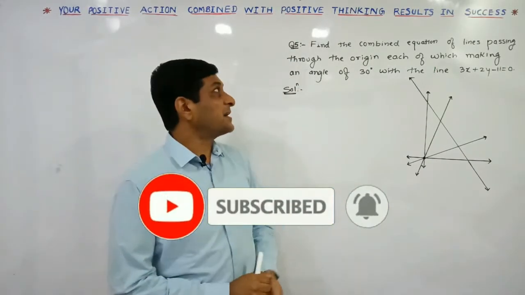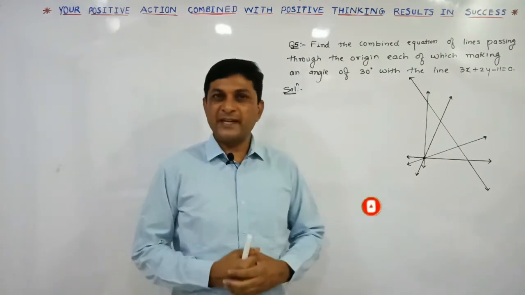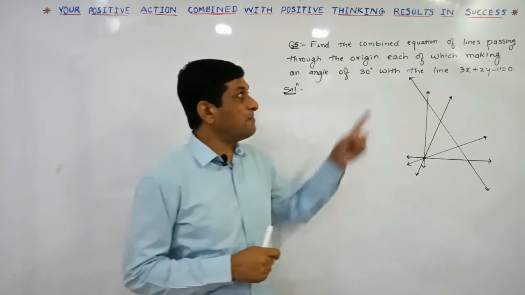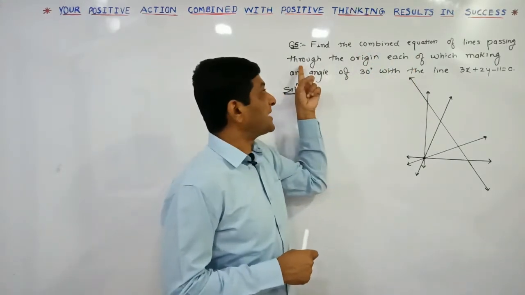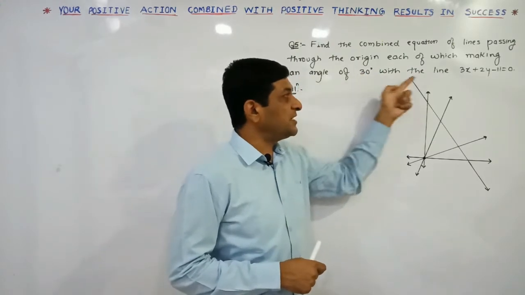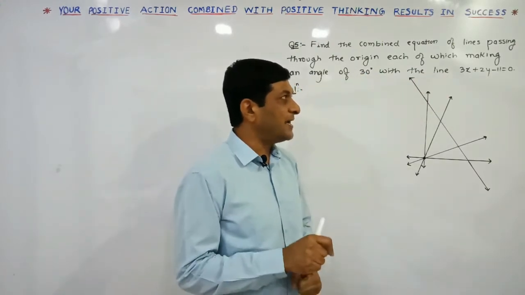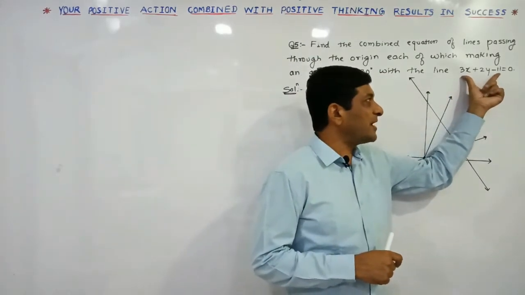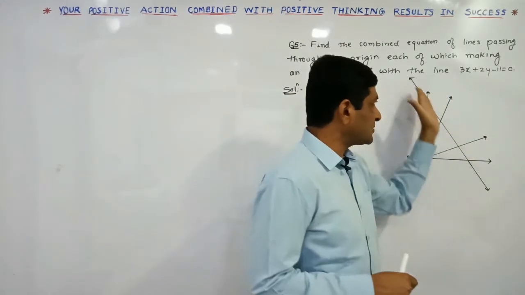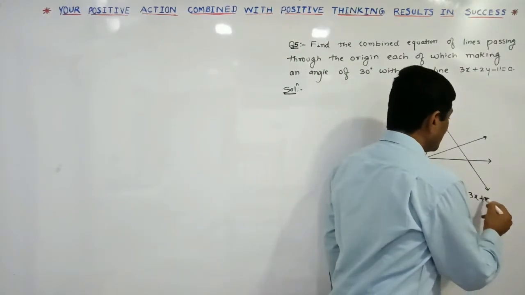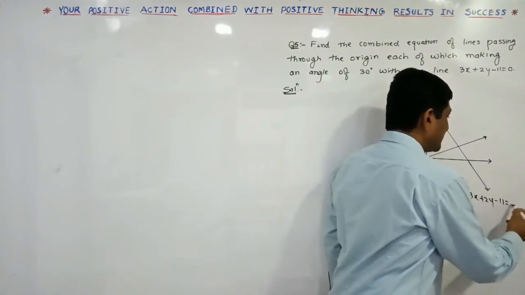So today we are starting example number 5 from exercise 4.1. In this example, we are finding the combined equation of the pair of lines passing through the origin, each of which makes an angle of 30 degree with the line 3x plus 2y is equal to 11. So one line is given to us, 3x plus 2y is equal to 11. Let us suppose this line is 3x plus 2y minus 11 is equal to 0.